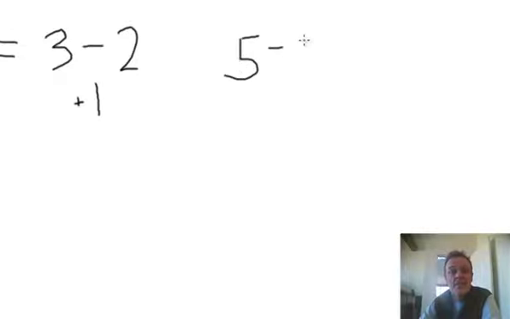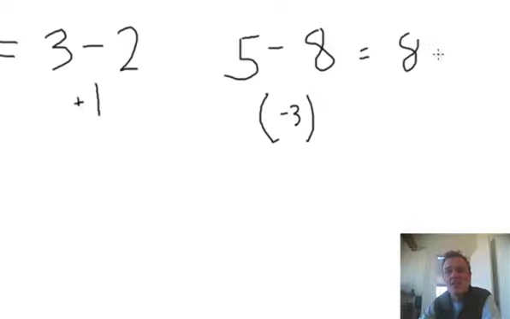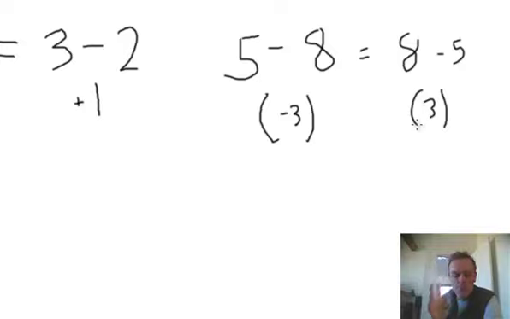5 take away 8. Well, that's negative 3. Okay, I know that much. I'm taking away a bigger number, I'm going to get negatives. Is it the same as 8 take away 5? Well, no, because that produces a positive 3. Okay, so can you see there is no commutative property of subtraction? It doesn't work.